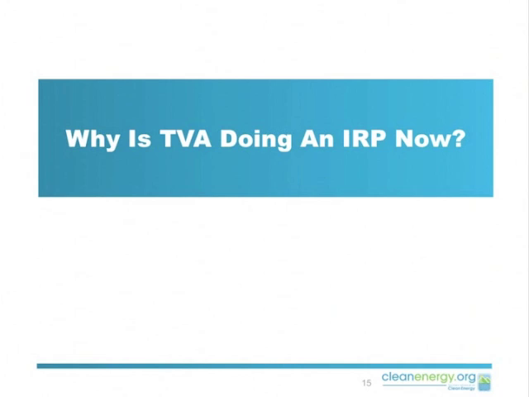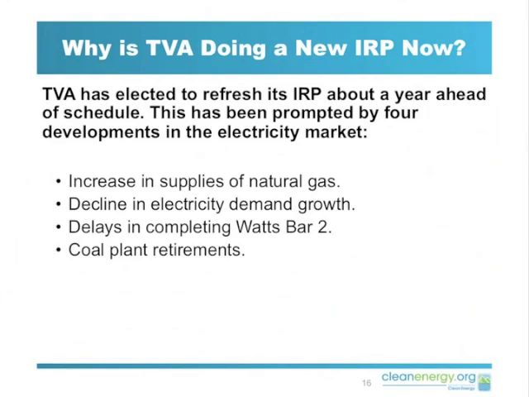So let me address why TVA is doing an IRP now. As Steve said, they went through this process and they've found that a few things have changed that make it seem like a good idea to redo their IRP now instead of in another year or two. There's four things mainly. One, again, as I mentioned, the increase in supplies of natural gas. The decline in electricity demand growth is a fairly big thing. TVA was projecting, well, I guess 3 to 4% a year demand growth. Now it's at less than 1%.